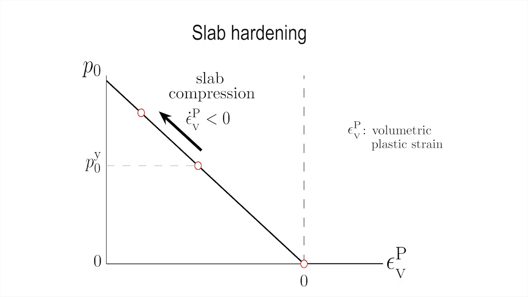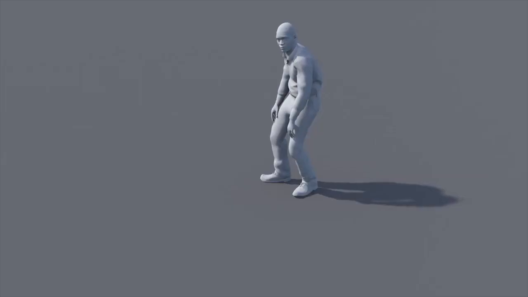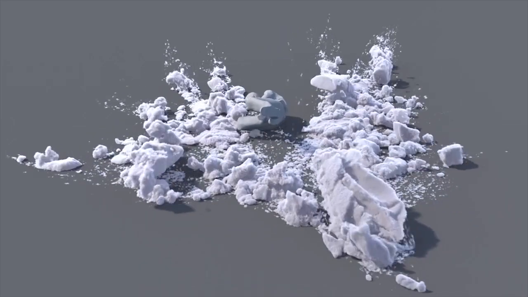The hardening of the slab is performed by expanding the yield surface under compression, which promotes compaction, and by shrinking the yield surface in tension, promoting fracture. This already leads to very realistic snow behaviors.